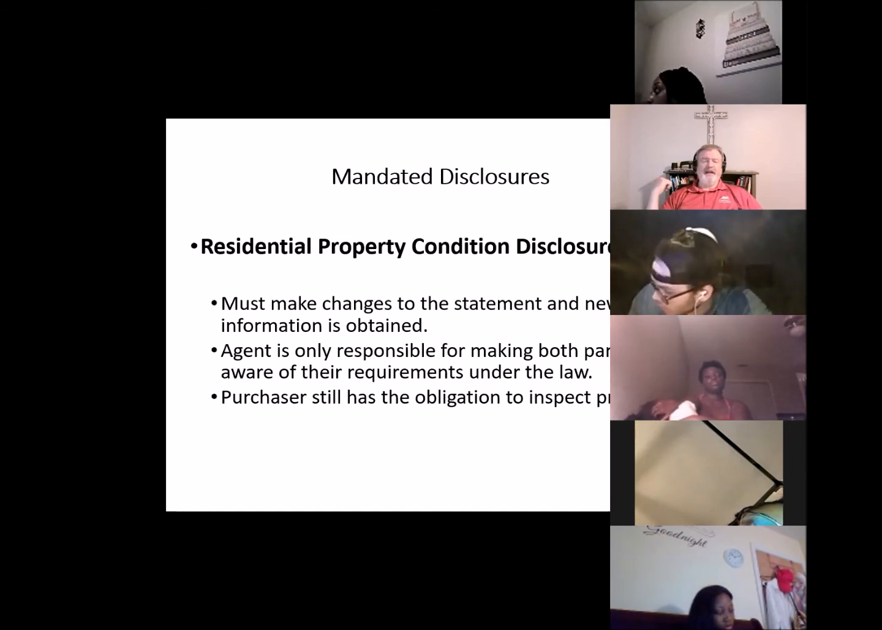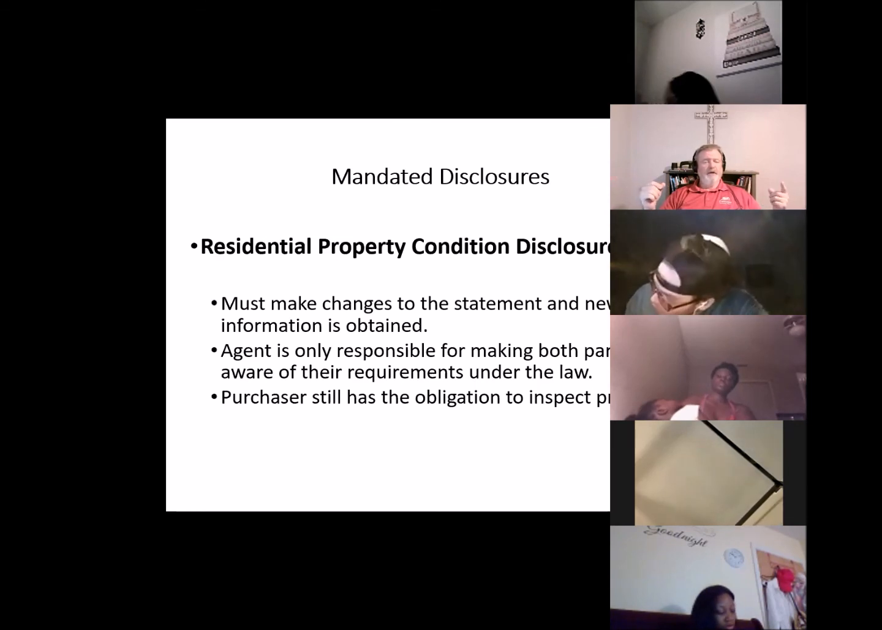Yeah, and then the last thing I want to point out is on the very bottom of that page, we're talking about the obligation of the purchaser to inspect. A lot of times you'll have a buyer say, well, do I really need to go pay $400 for a home inspection if the seller has to tell me what's wrong with the house by law? What's the point in paying a home inspector?